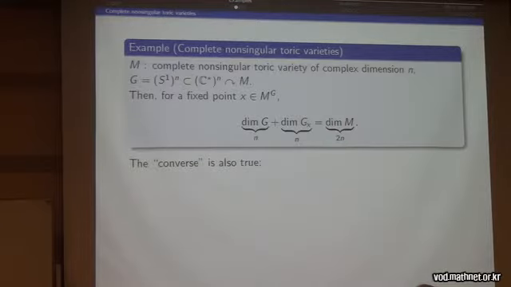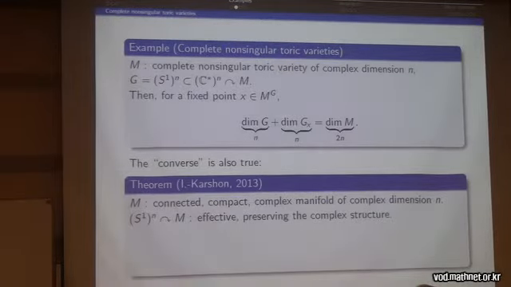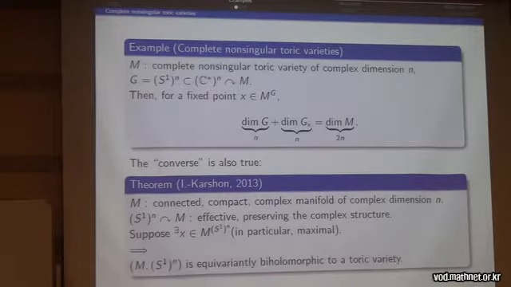So in some sense, the converse is also true. Namely, Hiroaki and I have shown the following. Let M be a connected compact complex manifold of complex dimension n. Suppose an n-dimensional torus acts on M effectively and preserves the complex structure. We also suppose that there exists a fixed point. In this situation, the action is maximal, because, as I said, the isotropy subgroup is the whole G. Then we can say that the manifold M is actually biholomorphic to a toric variety. So we can classify such a manifold.